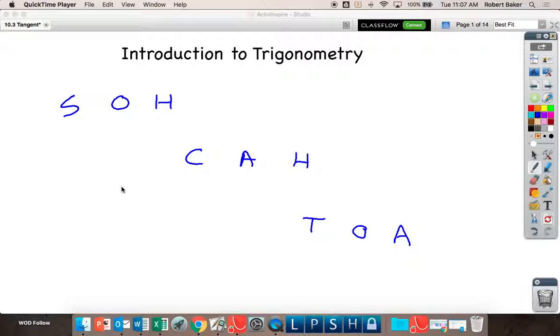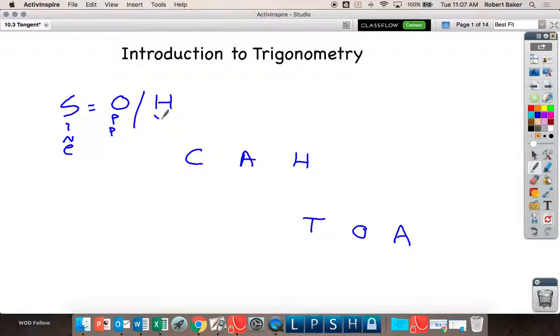So there's the sine function, S-I-N-E. Sine is equal to opposite over hypotenuse. All right, and then cosine equals adjacent over hypotenuse. And the one that we're looking at today is tangent.